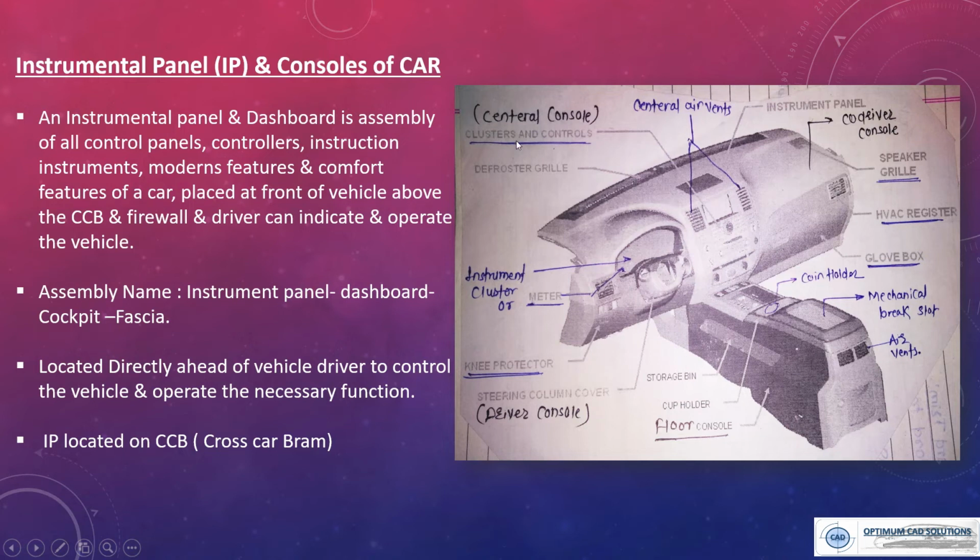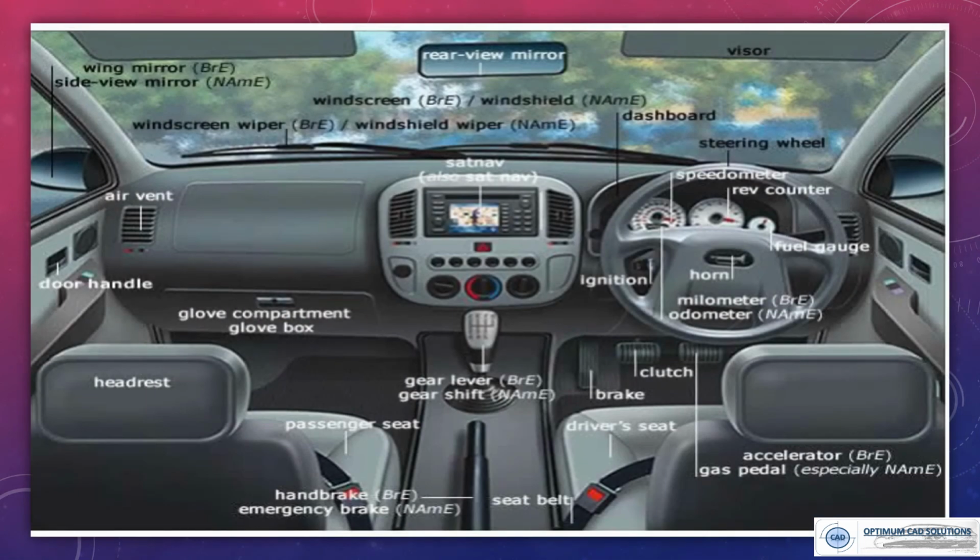So the central area is nothing but the central console, which includes the cluster and controllers like a music system, then different types of controls, headlights and other controls. All the switches are at the central console. The floor console includes the coin holder, mechanical brake slot, and for the rear passengers the air vent provision is also given. So at the co-driver side you can see the speaker bezel grill, HVAC register, then glove box available. So this one is another example of interior parts inside the vehicle.